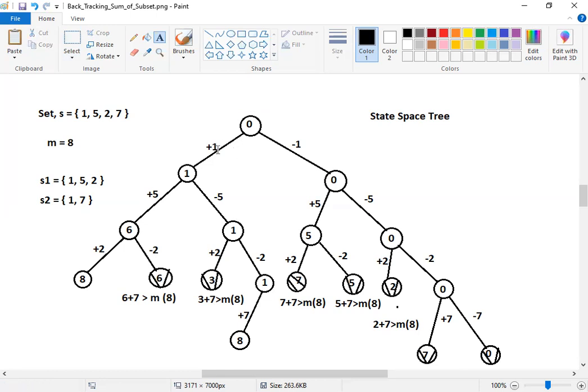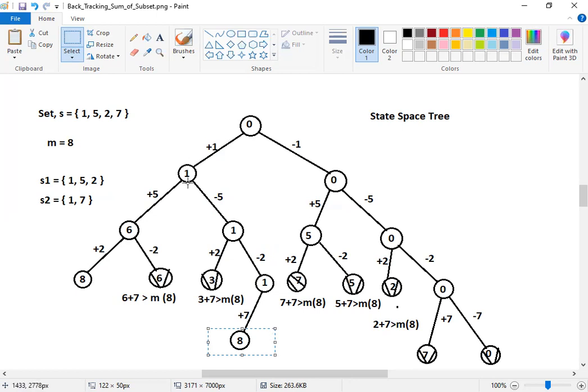The first one is that in the subset we can include 1, we can include 5, and we can include 2. If we include these 3 values, then the total sum is going to be 8. So our subset 1 is 1, 5, and 2. The second subset is that we include 1, we will not include 5 and 2, but we will include 7. That means 1 and 7 will give the value as 8, that is sum as 8. So this is the second solution we can arrive at by drawing the state space tree here.